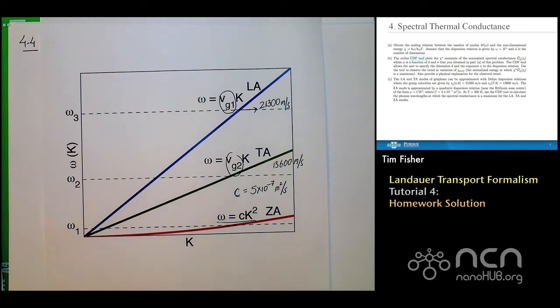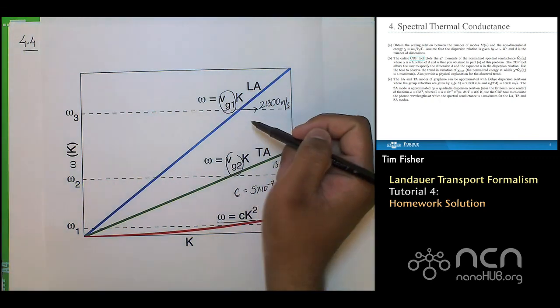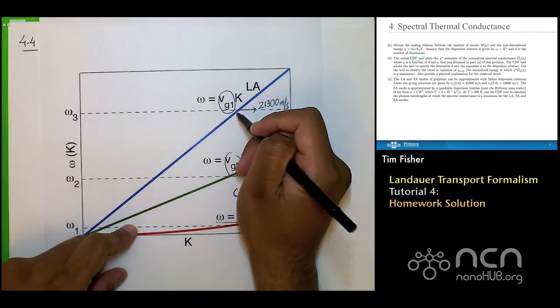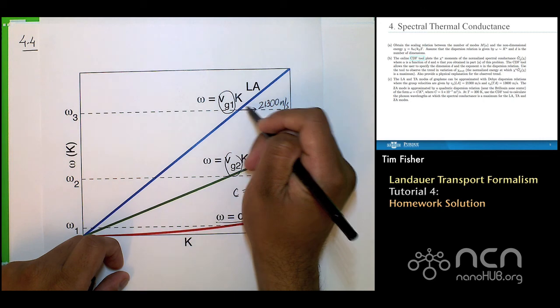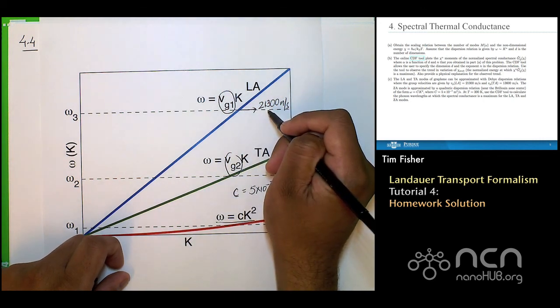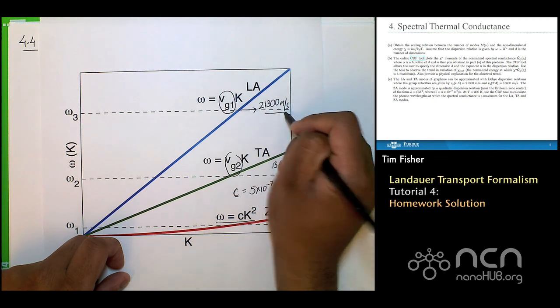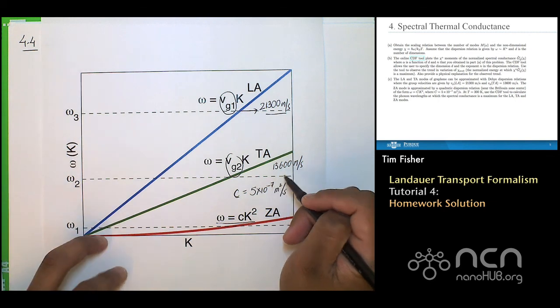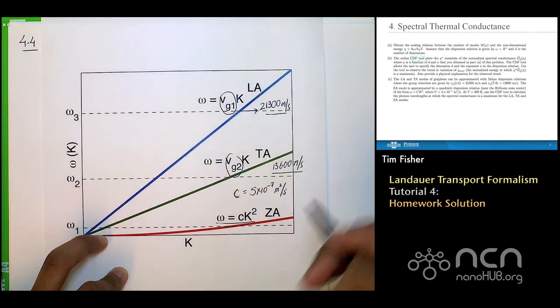Now we know that graphene has three acoustic modes: LA, TA and the ZA mode. The ZA mode is peculiar in the sense that it is more of a parabolic sort of dispersion, whereas the LA and the TA modes are usually approximated under the Debye approximation. The LA mode is approximated with the Debye dispersion relation, and under this approximation we can write omega is Vg times k, where Vg is the group velocity, which for the LA mode is 21,300 meters per second. For the TA mode, which is again approximated via the Debye approximation, the group velocity is 13,600 meters per second.